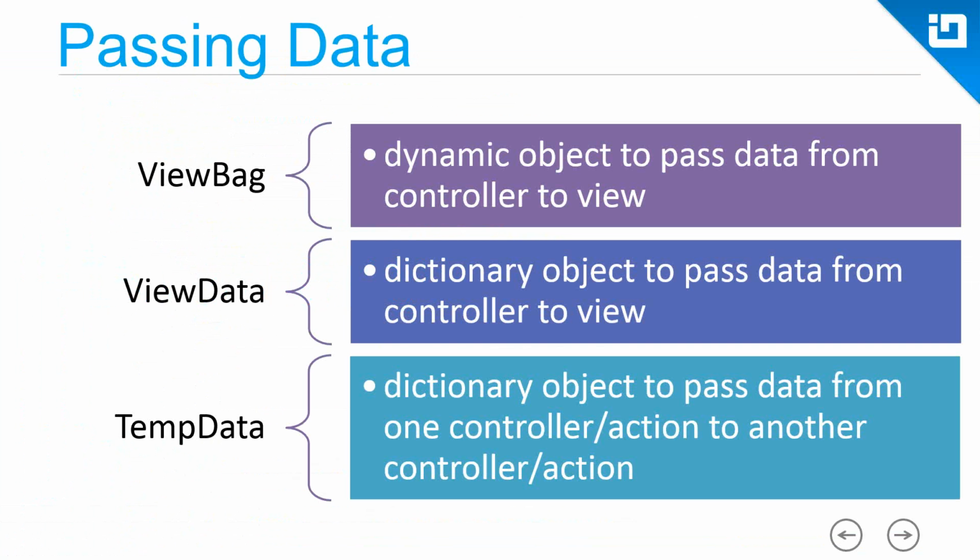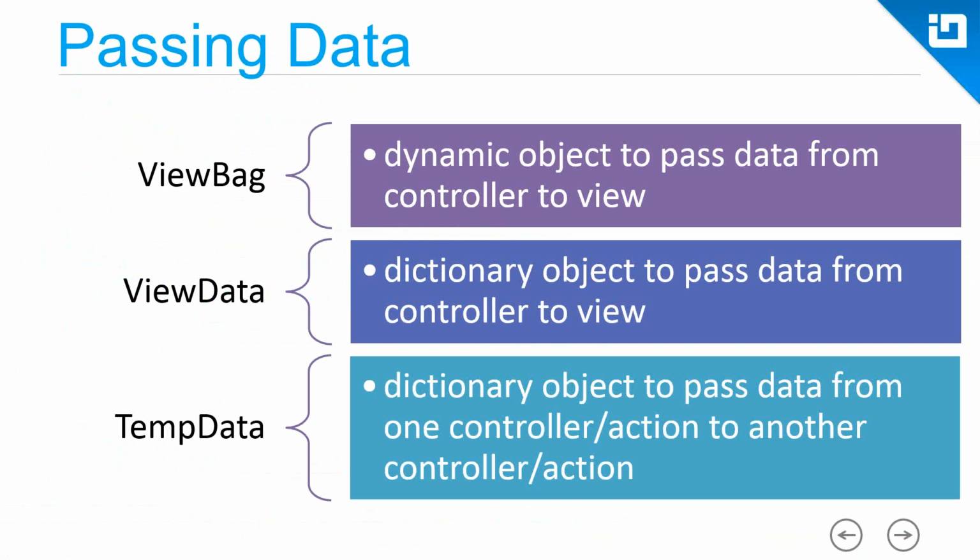So you may have a requirement to pass data in three scenarios. Scenario 1, you may want to pass data from controller to view. You may want to pass data from one action to another action. You may want to pass data from one controller to another controller. In ASP.NET MVC, you have three options to pass data: ViewBag, ViewData, and TempData.